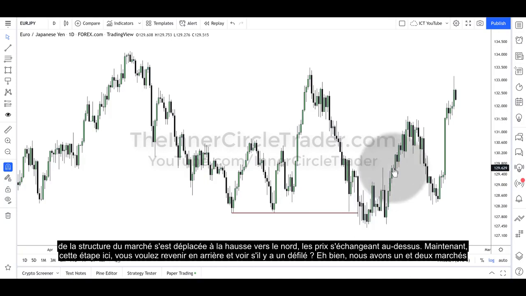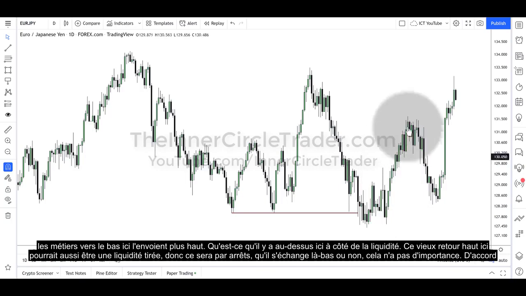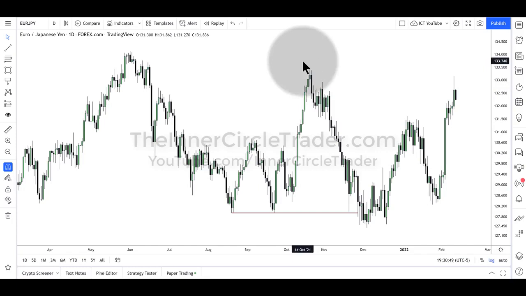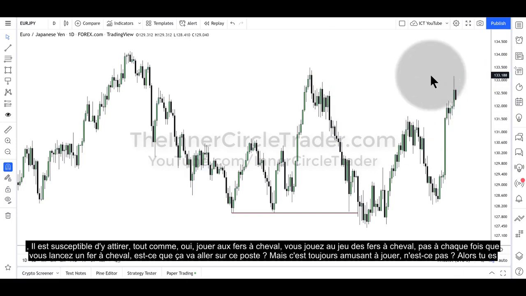you want to go back through that and see, is there a fair value gap? Well, we have 1 and 2. The market trades down into it here, sends it higher. What's above here? Buy side liquidity. This old high back here could be a draw on liquidity as well. So there are going to be buy stops. Whether it trades there or not is irrelevant. It's likely to draw to it.